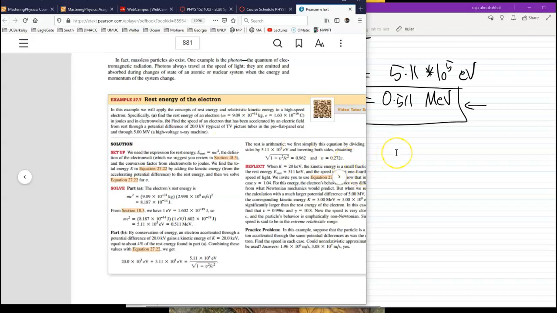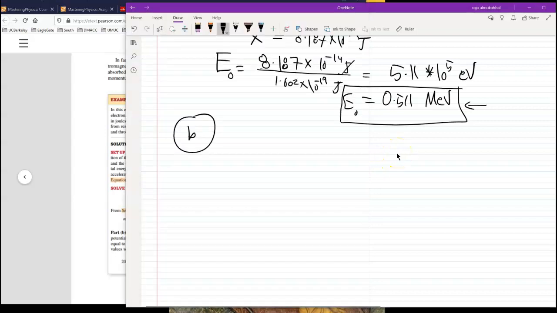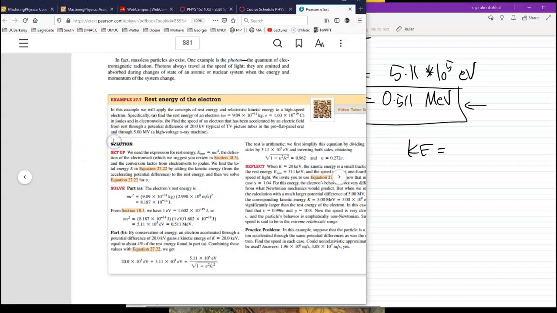So what you want to do here, first of all, let me write down the total energy. Total energy, as you know, is kinetic plus rest energy. You agree with me on that? The kinetic energy is what is given to us. This is the only thing that is not obvious. The potential difference, really what he meant by that, is the kinetic energy.